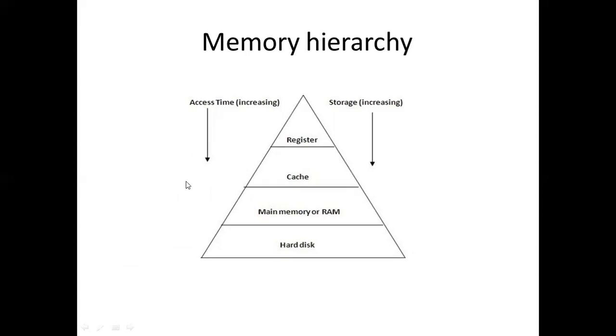The access by the CPU as well as the storage increases. So this one is a small capacity, then a bit bigger capacity, then a little bit bigger capacity, and then we have a bigger capacity. So this is how the hierarchy of our memory looks like.